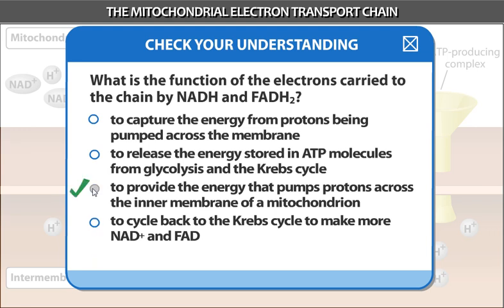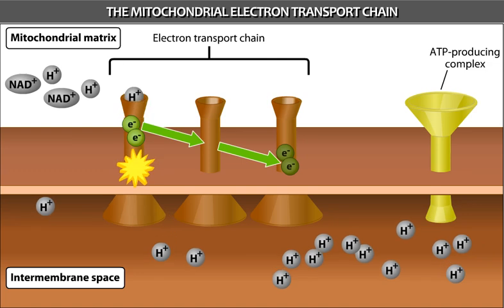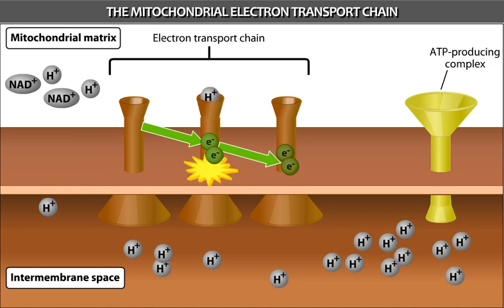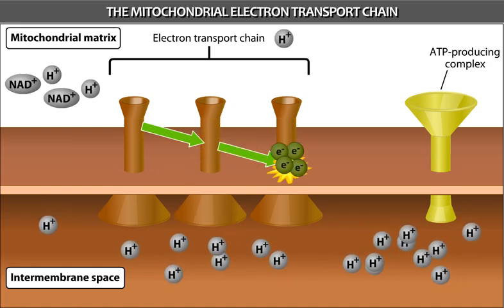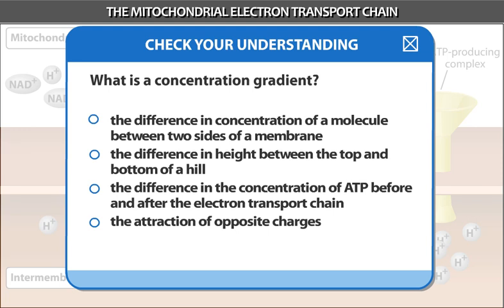And the correct answer is to provide the energy that pumps protons across the inner membrane of a mitochondrion. The process of electron transfer results in a difference in the concentration of protons on the two sides of the membrane. This concentration difference, called a gradient, is a form of potential energy.